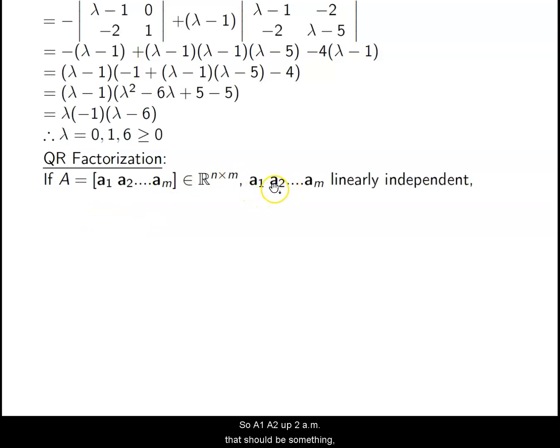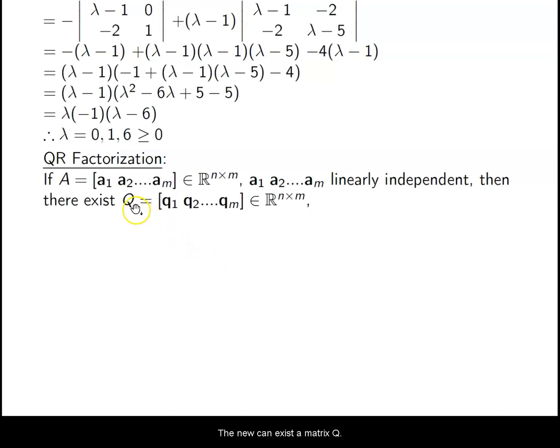So A1, A2, up to Am. There should be some columns here. These are all linearly independent from each other. You cannot make any one of these from any combination of the others. They're all independent. Then there's going to exist a matrix Q.